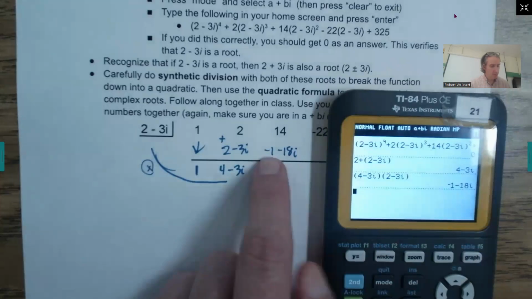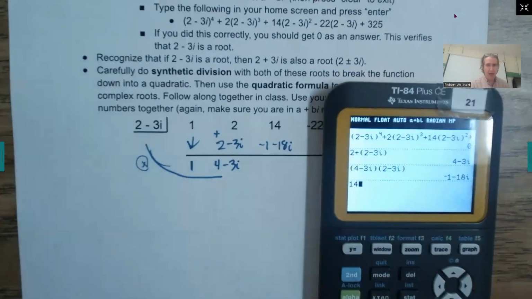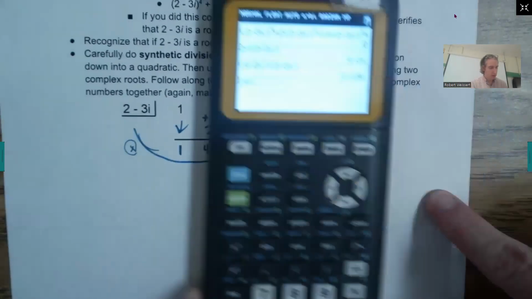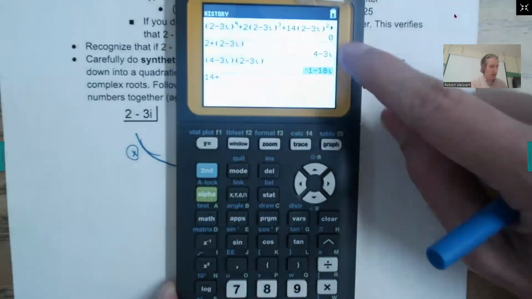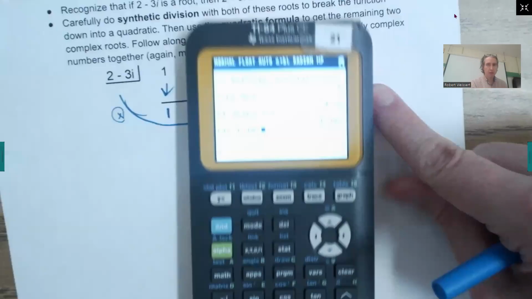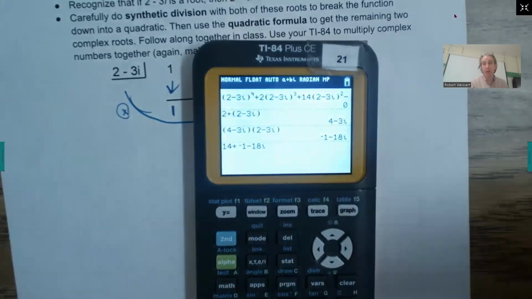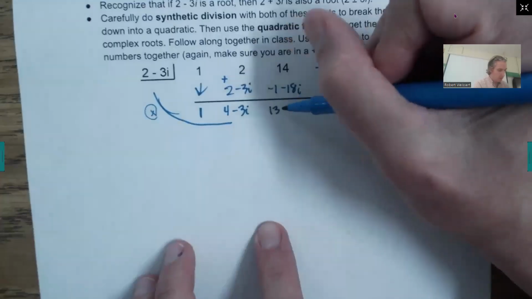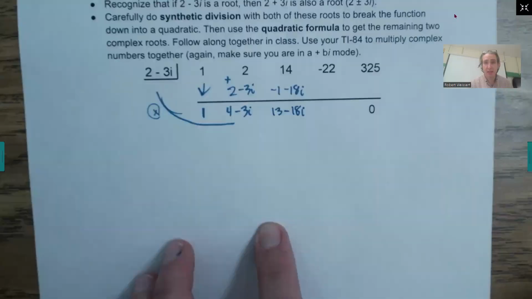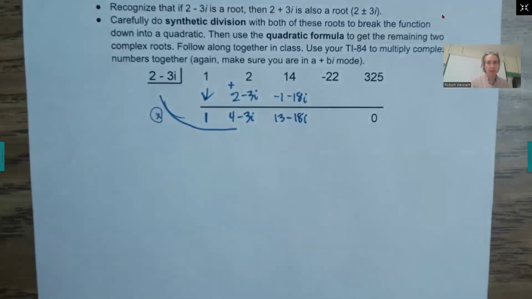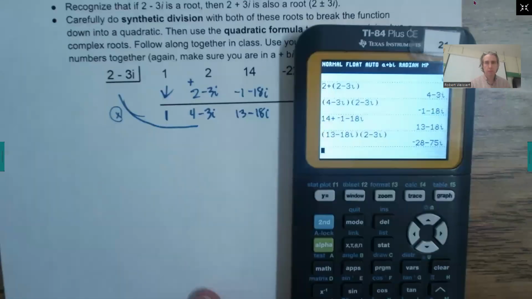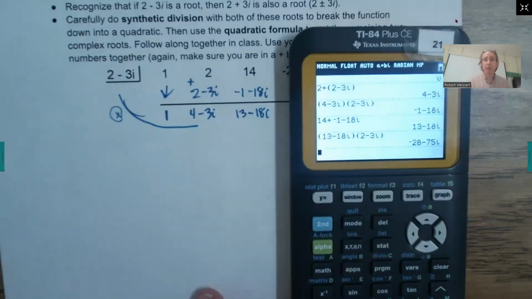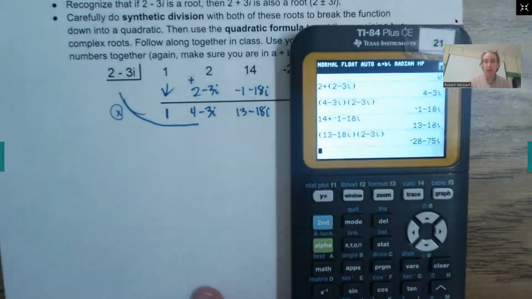So now I have -1 minus 18i. I'm going to add 14 to that. You can scroll up, highlight it, hit enter, bring that down so you don't have to retype it if you'd like. 14 plus -1 minus 18i is 13 minus 18i. Multiply again. 13 minus 18i multiplied by 2 minus 3i gives you -28 minus 75i.